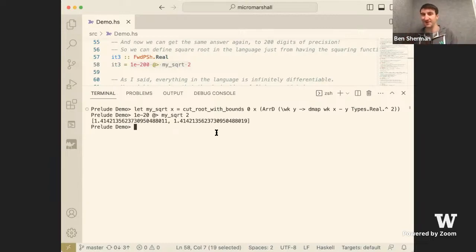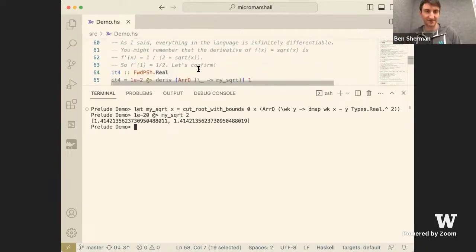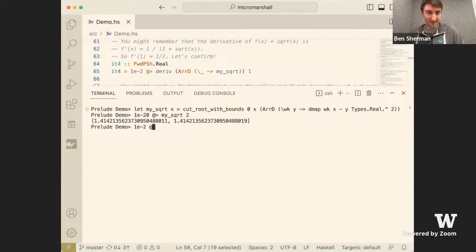So the fun thing there is it's digging into that expression of x minus y squared, and it's computing a derivative to use Newton's method to get an answer that's fairly precise, and it propagates all those bounds within the language. So as I said, everything in the language is infinitely differentiable, which means there's a derivative operator just in the language, and I can use that on my square root method. So let's evaluate something to 2 digits of precision. Oh, and feel free to jump in and ask questions live or ask me to compute something live.